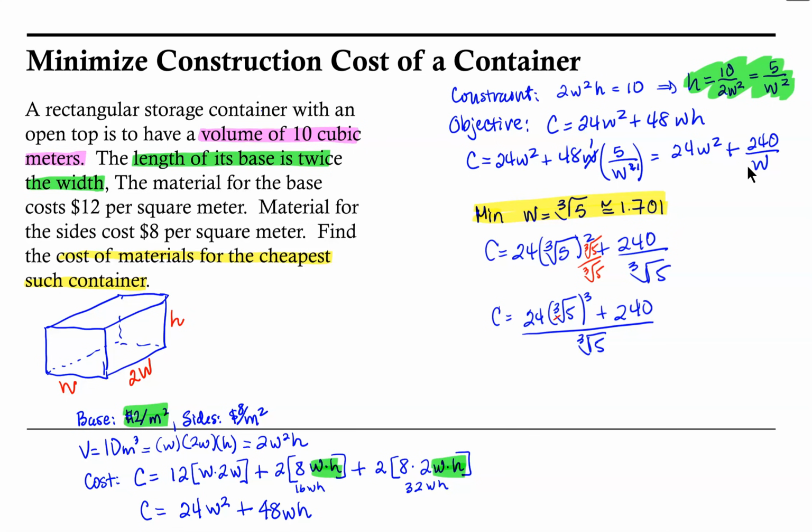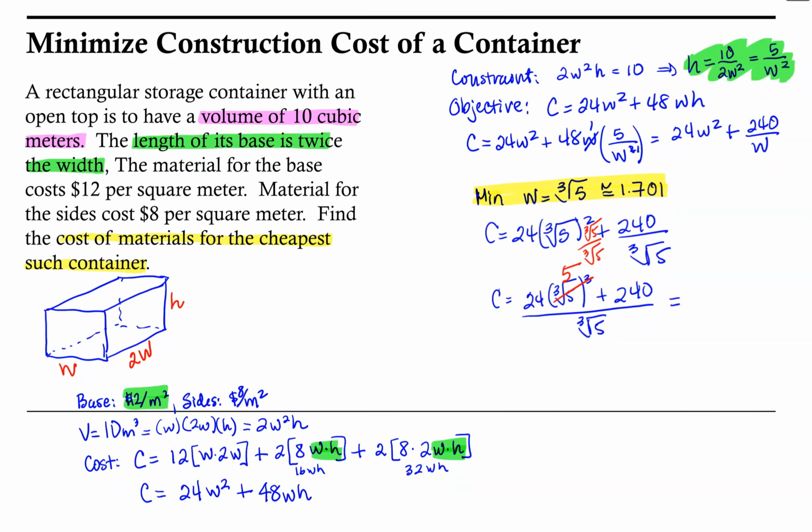Well, the cube root of 5 cubed, that's 5. So we would have 24 times 5 plus 240. So in our numerator, we would have 120 plus 240, so 360 over the cube root of 5. Now, this cost needs to be expressed in dollars. So let's go ahead and approximate this to the nearest cent. And so to the nearest cent, this would be $210.53.